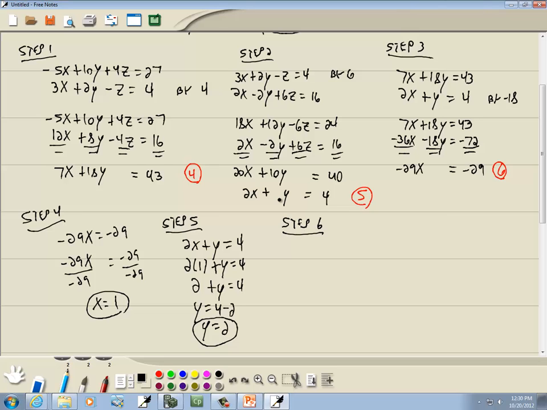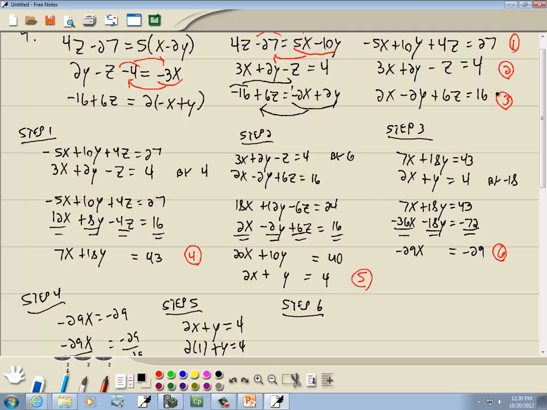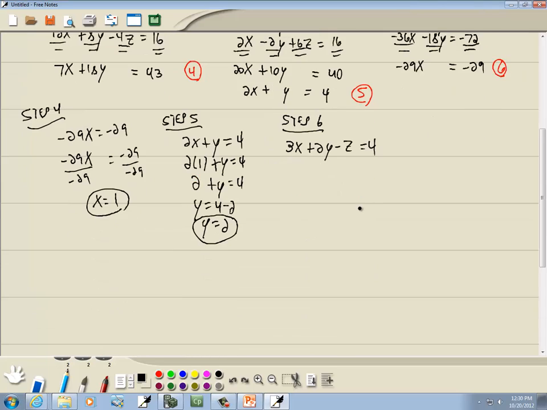Step 6. Now plug this x and y into one of your first 3 equations. And the second one maybe looks a little easier. Doesn't matter. All of them will give you the same answer. So I got 3x plus 2y minus z is equal to 4. And we just said that x was 1, y is 2, minus z is equal to 4. So we got 3 plus 4 minus z is equal to 4. 7 minus z is equal to 4.